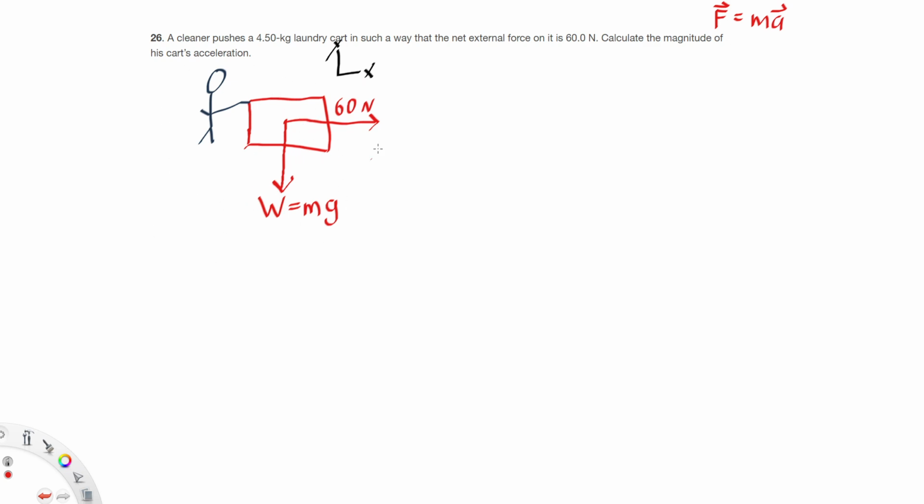We've drawn a picture, we've specified the coordinates. Let's break down these vectors. We're going to call the pushing force P, and that's 60 newtons in the x direction, nothing in the y direction. We're going to call the weight W, and it's nothing in the x direction, and it is negative mg in the y direction.